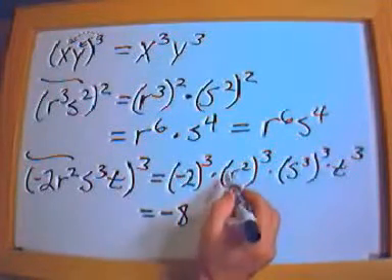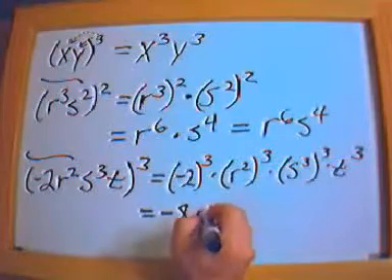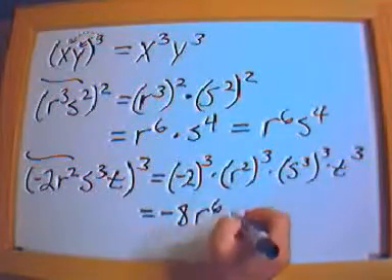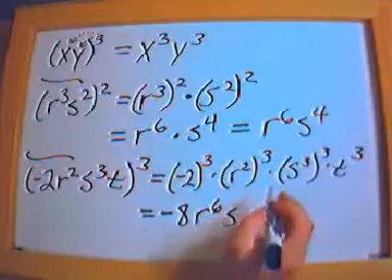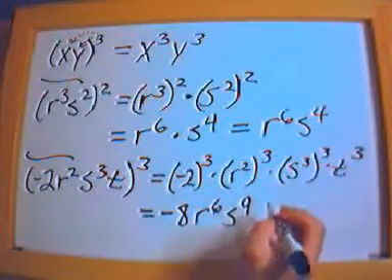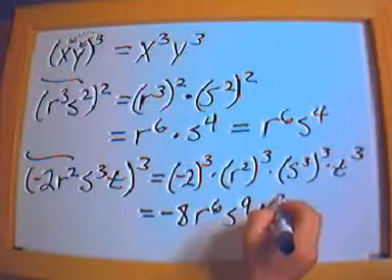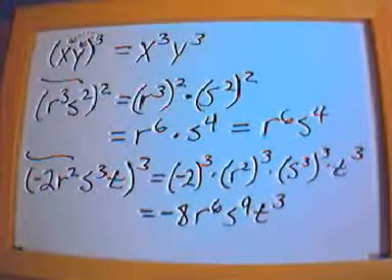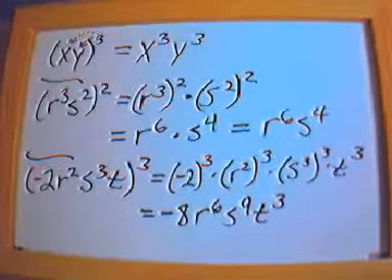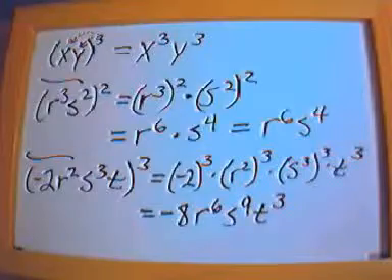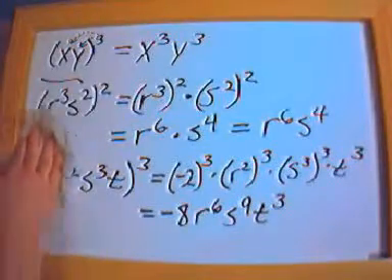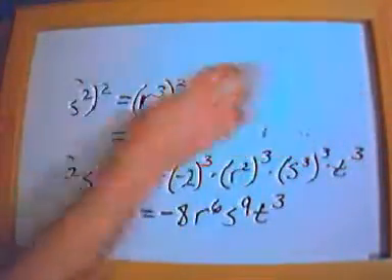Multiplied by r to the 6th, because 2 times 3 is 6. The next one simplifies as s to the 9th, because 3 times 3 is 9, and the next one simply stays as t to the 3rd power, because that's pretty much all there is left. So it's not too bad.